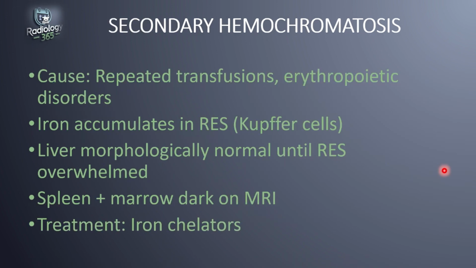Then secondary hemochromatosis occurs due to transfusion or ineffective erythropoiesis. The iron ends up depositing in the reticuloendothelial system, including the spleen and bone marrow. The pancreas is spared in this case. Remember, pancreas was not spared in the primary. When reticuloendothelial system capacity is exceeded, the hepatocytes also start to accumulate the iron, and that would put them at risk of cirrhosis.